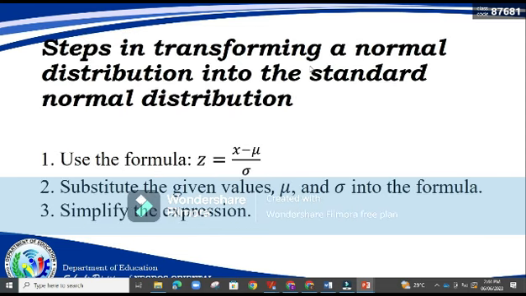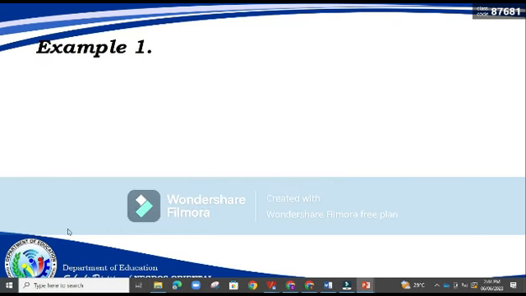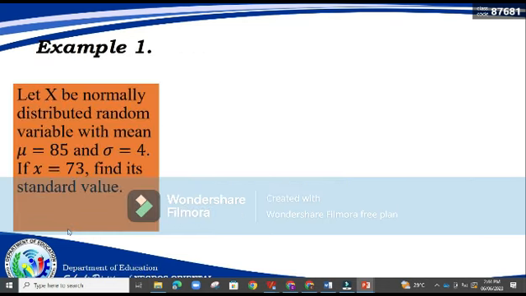Now, the steps in transforming a normal distribution into the standard normal distribution would be: first, use the formula z is equal to x minus mean over standard deviation. Second, substitute the given values, the mean and the standard deviation, into the formula. Third, simplify the expression. Let's have example 1. Let x be a normally distributed random variable with mean equal to 85 and standard deviation equal to 4. If x is equal to 73, find its standard value.